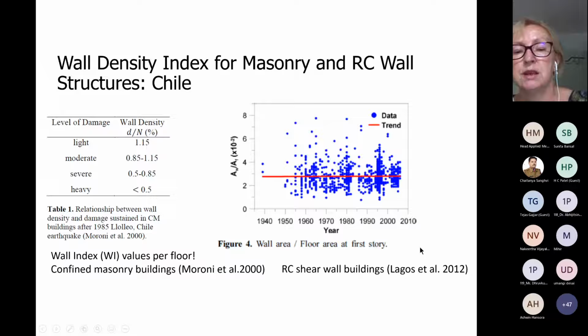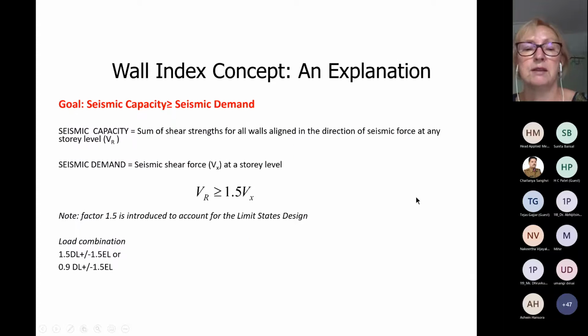So let's see how this can be determined numerically in a rational way. We cannot say just because this is from Chile it will apply to India. Why? Because these values are determined based on actual strengths of masonry, and they are different in Chile than in India. And so that is the reason for the shortage of comparison between countries.